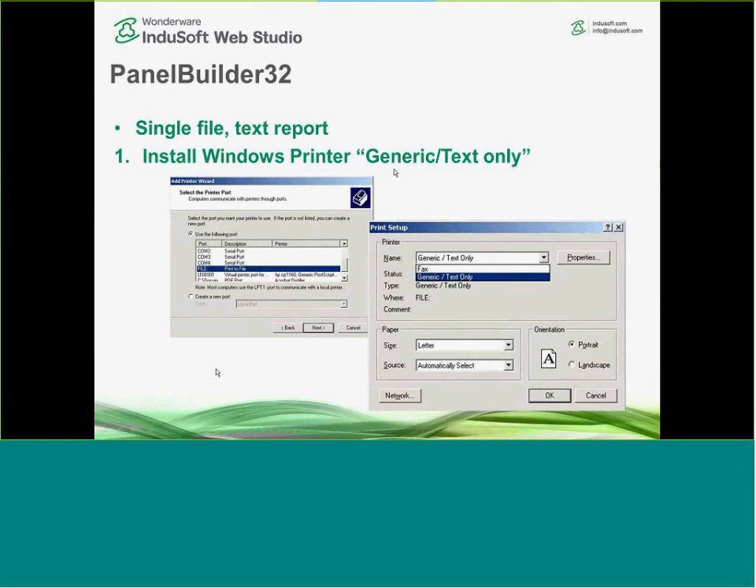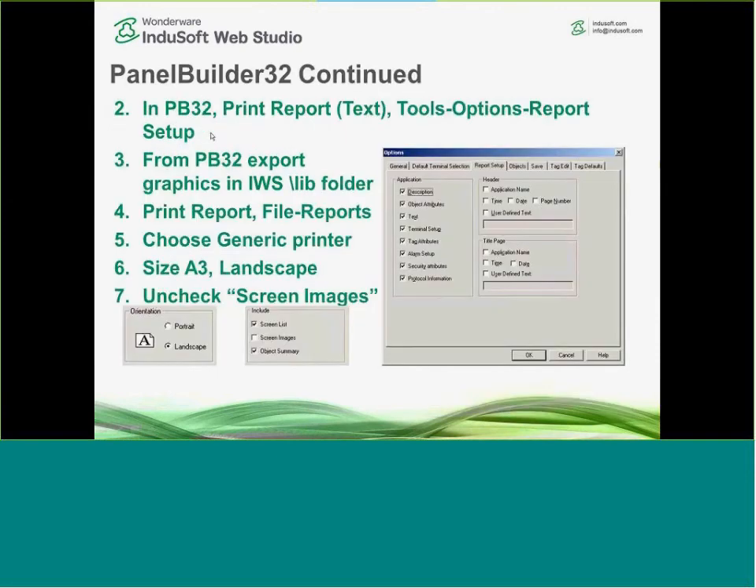So once you have that set up, then in PanelBuilder32, you're going to choose the Print Report option, which is found on the top toolbar: Tools, Options, Report Setup. And then from there, you're going to see this screen here, and you get these different options for report setup. Basically, you're going to check all of the items on the left-hand side, and then make sure all the items on the right-hand side are unchecked. Once you do that, that's the setup for the report. That's not actually printing the report yet.